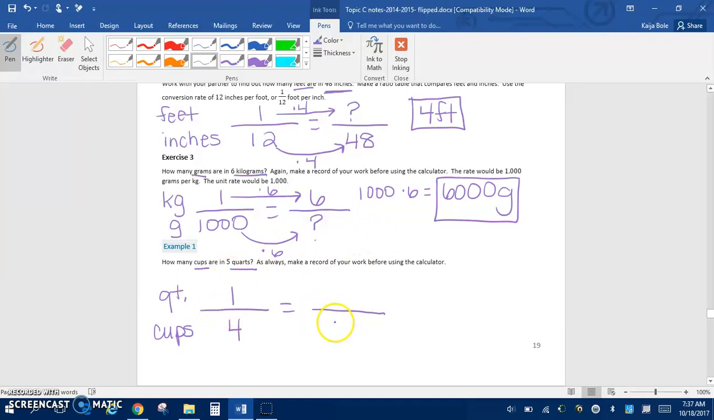It's asking us how many cups, so that's where the question mark goes, in 5 quarts. So now we're asking ourselves, 1 times what gives us 5, so times 5, right? So on the bottom we're going to do 4 times 5, and we know 4 times 5 is 20, and this would be 20 cups.